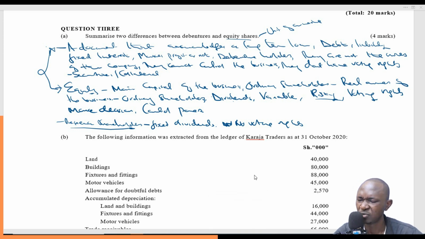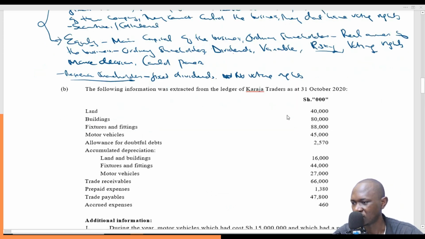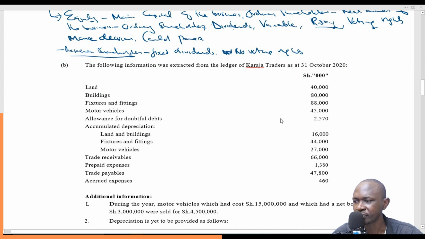So those are, I think, more than enough. You can get the points that you want from there, and you can also read in advance.